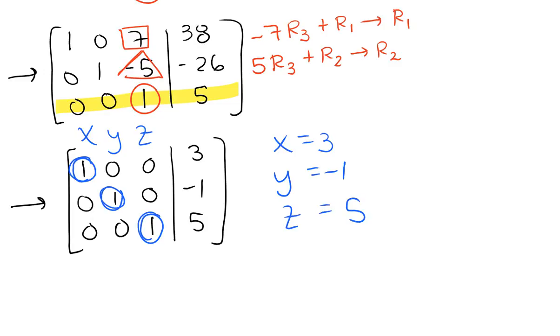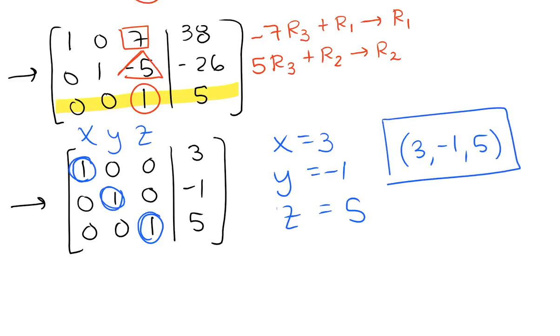So you could write your answer x, y, z, or if we want to write it as a coordinate pair, that would be 3, negative 1, 5, to write it as a point in 3 dimensions.